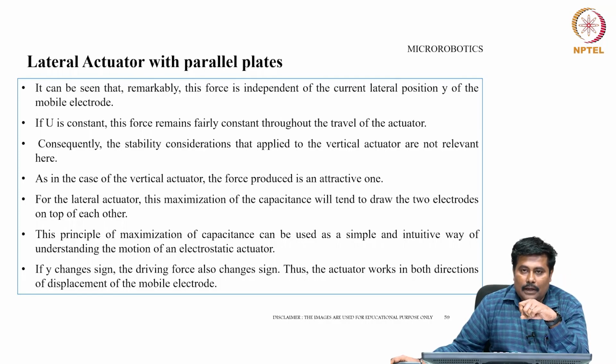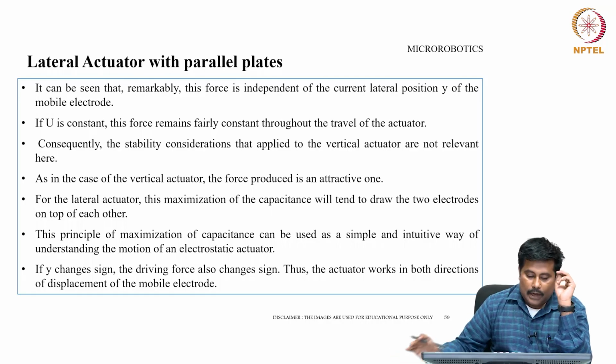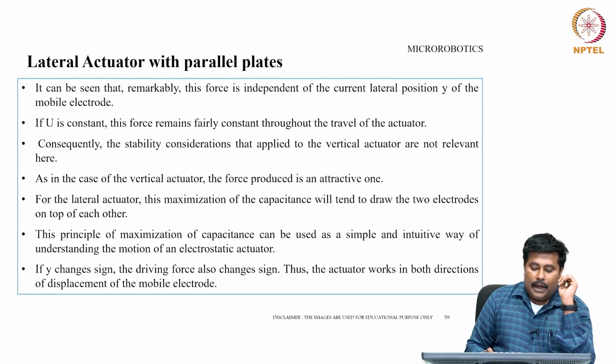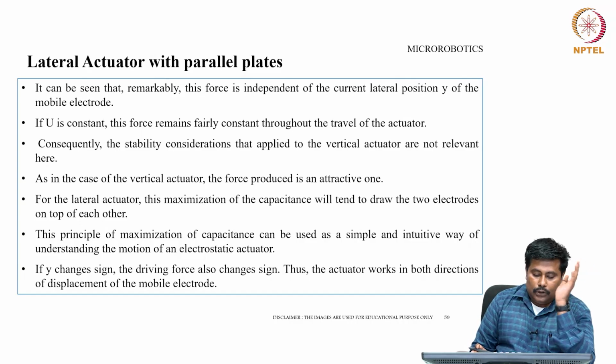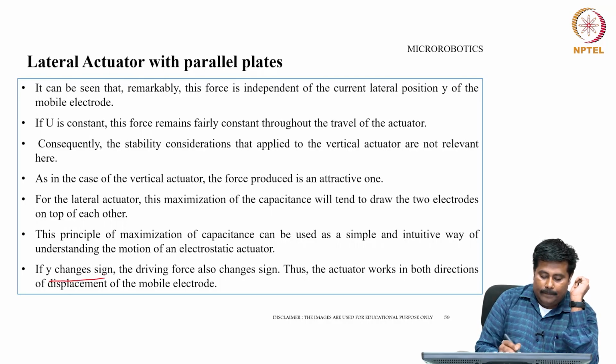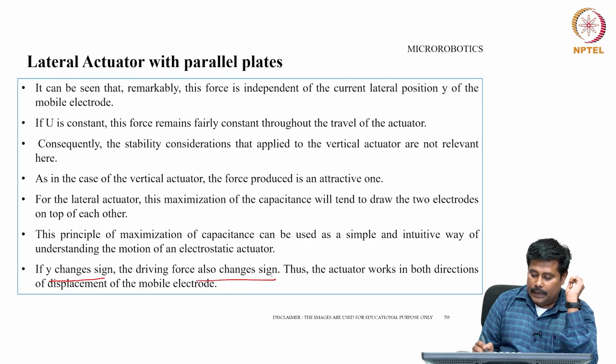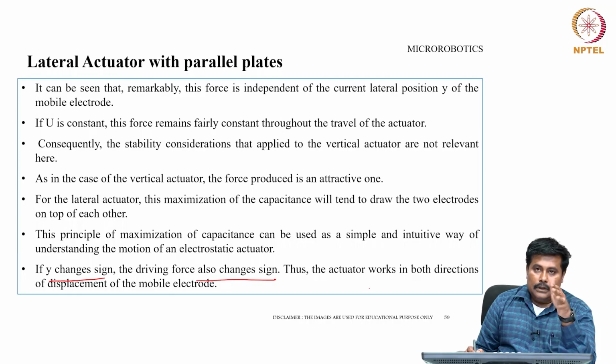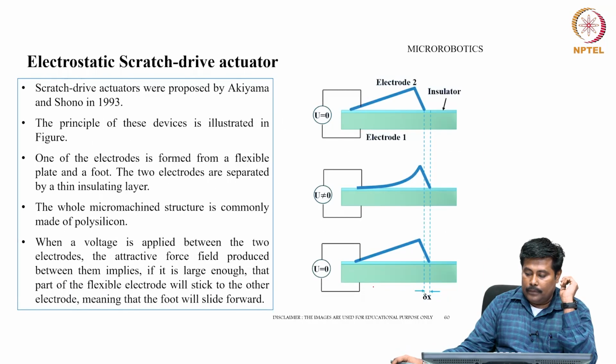As in the case of a vertical actuator, the force produced is an attractive one. For the lateral actuator, this maximization of the capacitance will tend to draw the two electrodes on top of each other. This principle of maximization of capacitance can be used as a simple and intuitive way of understanding the motion of an electrostatic actuator. If y changes sign, the driving force also changes sign. Thus, the actuator works in both directions of displacement of the mobile electrode.